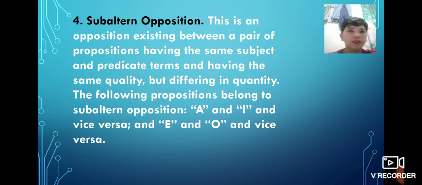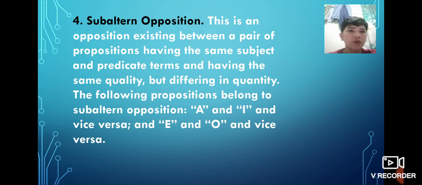And the fourth one is subaltern opposition. This is an opposition existing between a pair of propositions having the same subject and predicate terms and having the same quality but differing in quantity. The following propositions belong to subaltern opposition: A and I and vice versa, and A and O and vice versa.